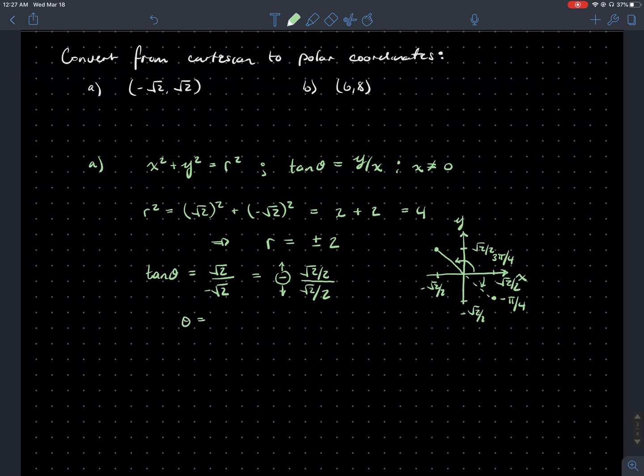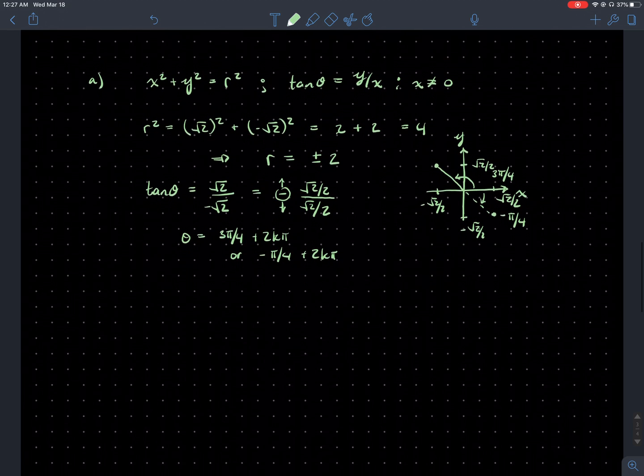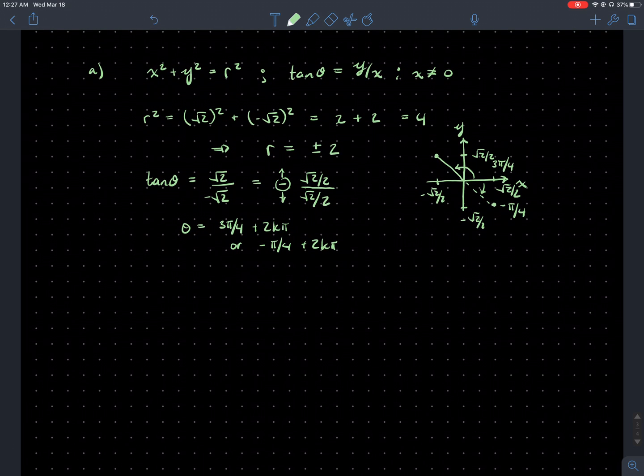So we can say that theta is equal to 3 pi fourths plus 2k pi, or negative pi fourths plus 2k pi. Okay, so when we're converting to polar, we can choose one of these pairings. We can always check our work too and our understanding and make sure that we picked a correct one.